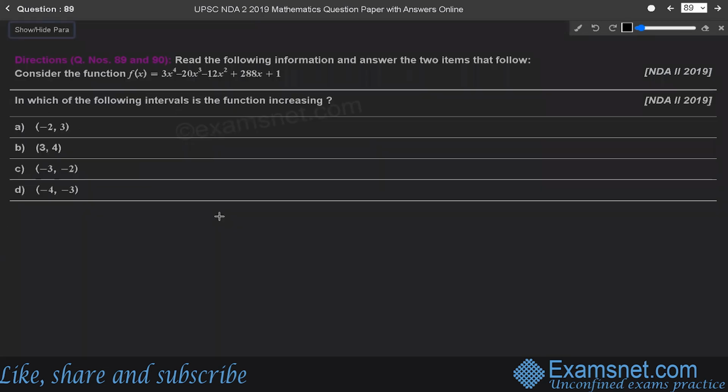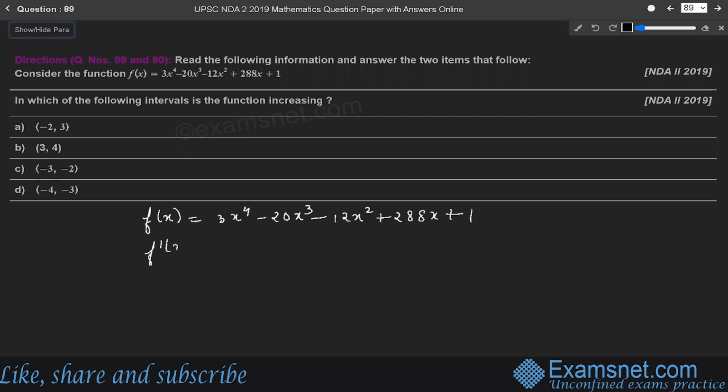Next question has the directions. Read the following information and answer the 2 items that follow. Consider the function f of x is equal to 3x^4 minus 20x^3 minus 12x^2 plus 288x plus 1. In which of the following intervals is the function increasing?